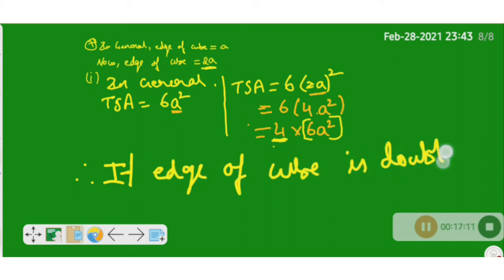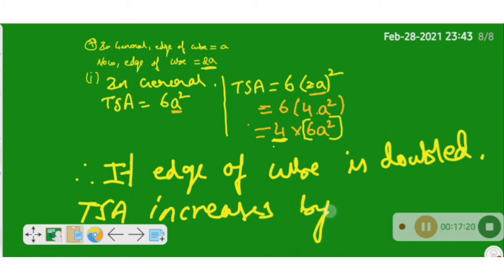If the edge of a cube is double, TSA increases by 4 times, right?